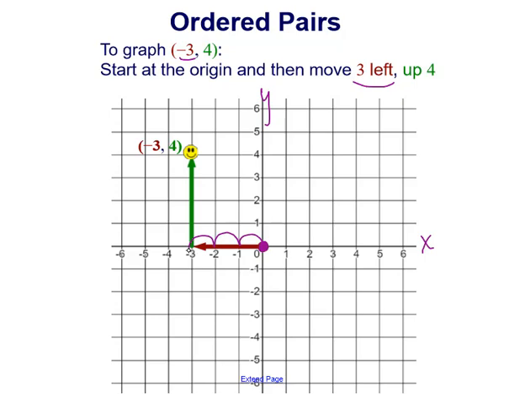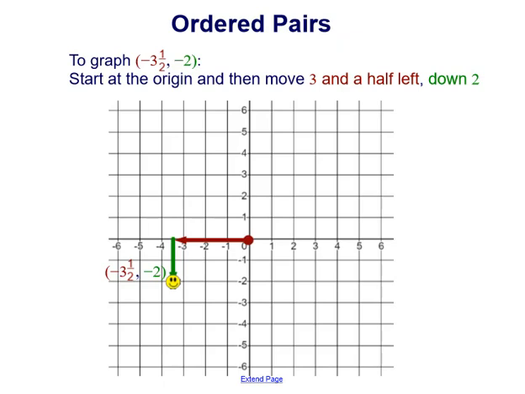And then from -3 on the x-axis, we're going to move up 4 because the second number is a positive 4. So 1, 2, 3, 4. That's where we would plot our point. Where the smiley face is, that is the ordered pair on the graph, -3, 4.